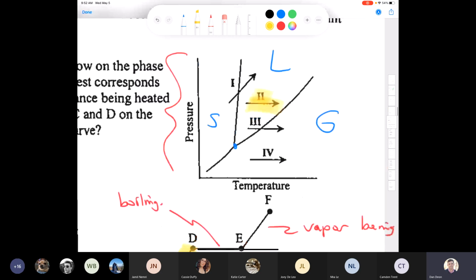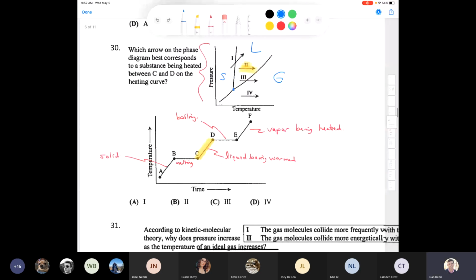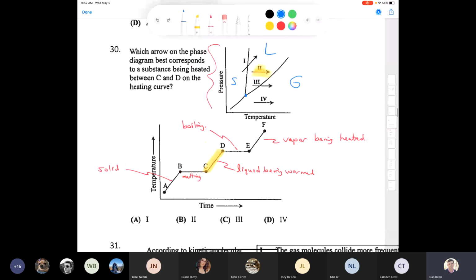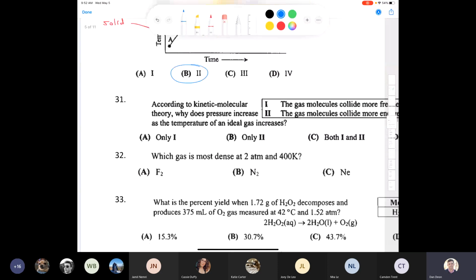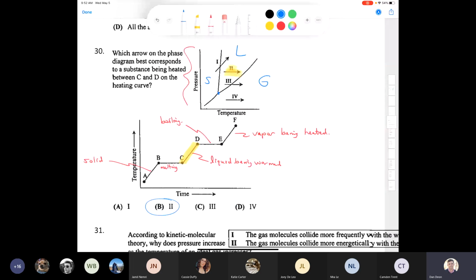And it's going from a lower temperature to a higher temperature. So that represents a liquid getting hotter or being warmed, or increasing its thermal energy. All right, so the answer is 2. Good question where a picture is worth 1,000 words. Give me a thumbs up if you follow me on that one, or stop me if you have a question.